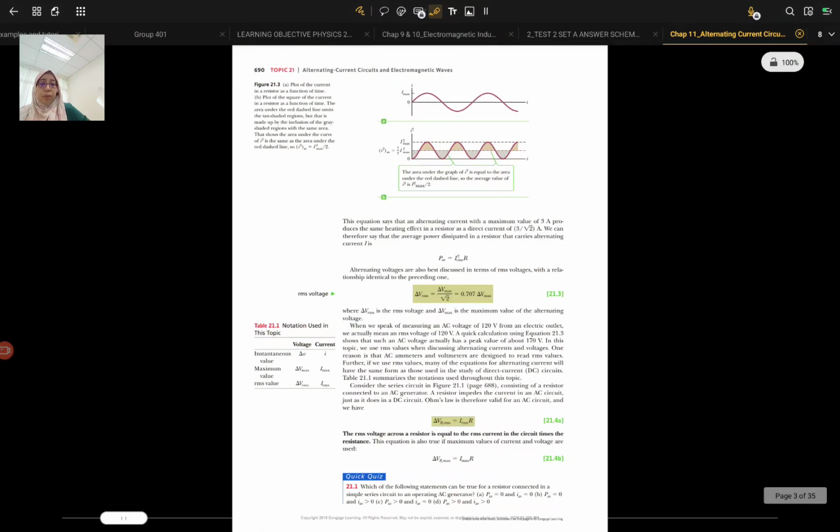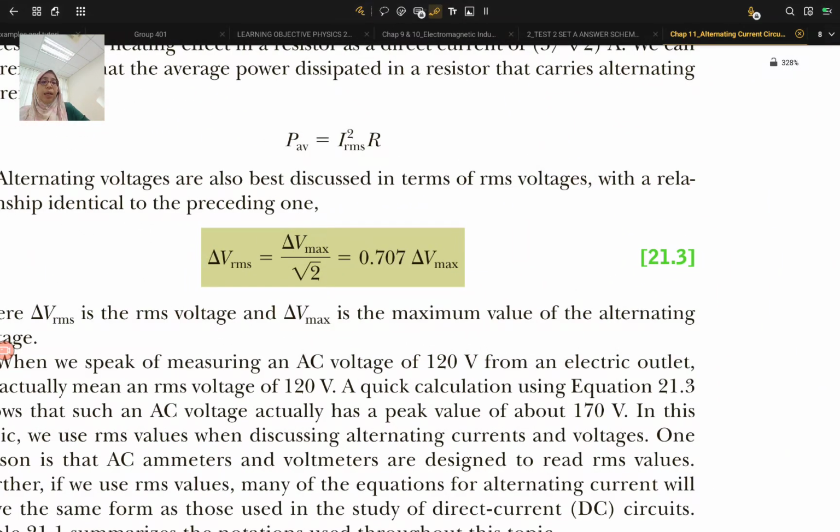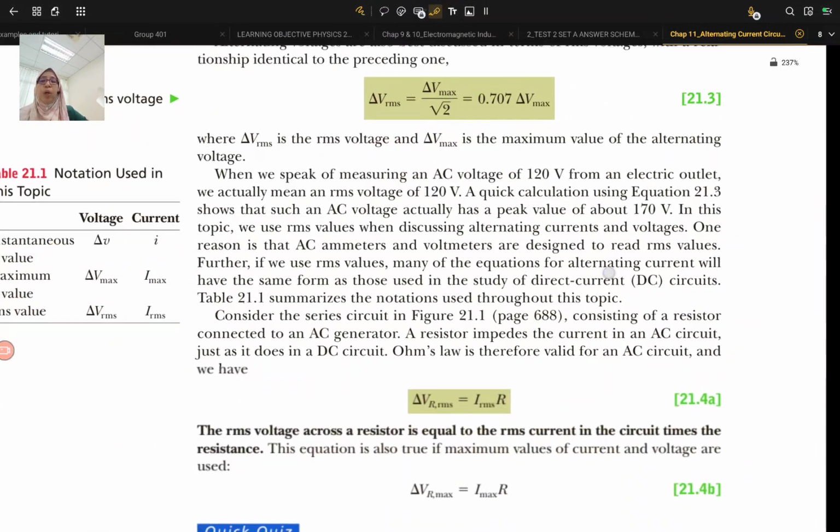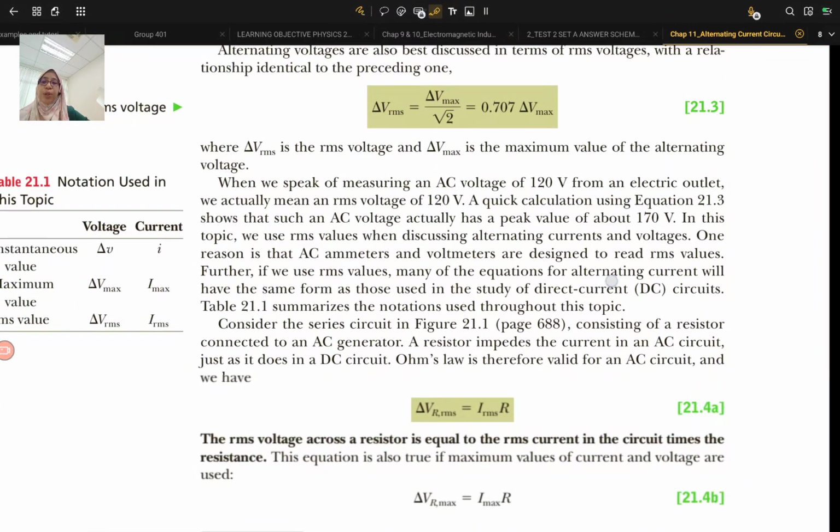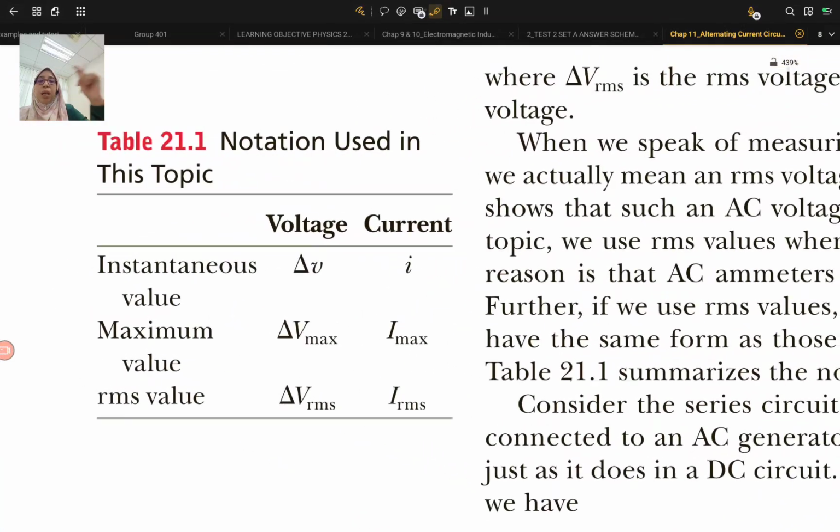Now, yeah, we have another here. So VRMS, you can see the correlation is quite easy. So long as you have V maximum divided by half and a square root, then you are arriving with the average. RMS, we call it root mean square, RMS. Right, once again. Now, so these are the notations used in this topic.